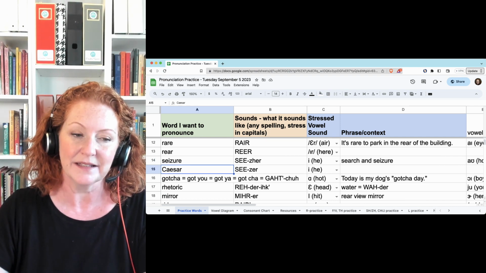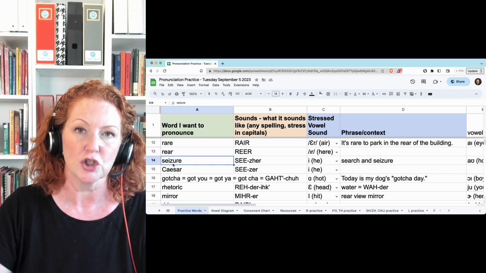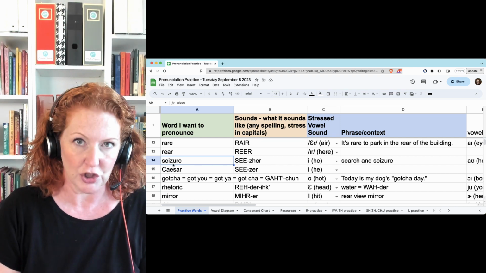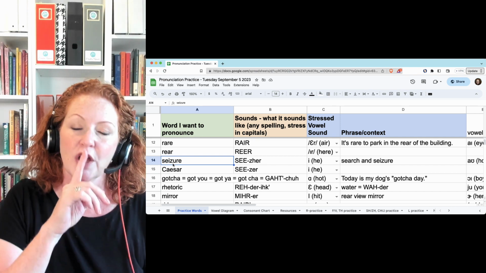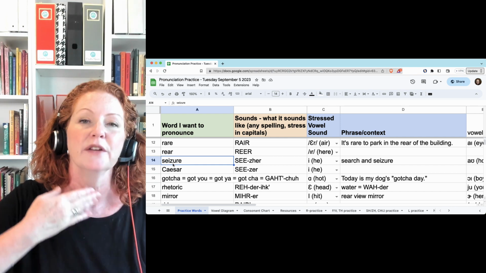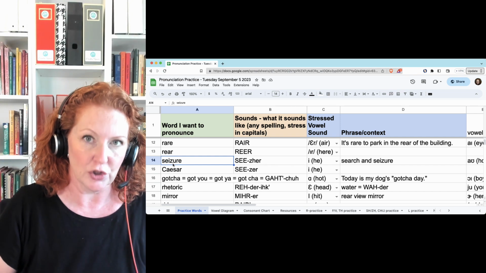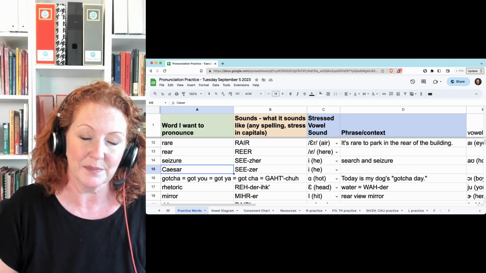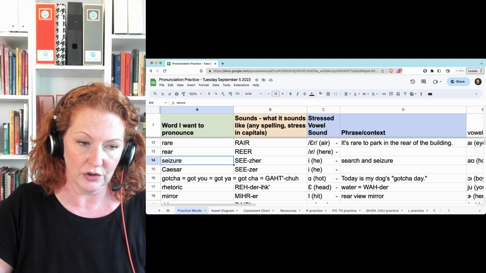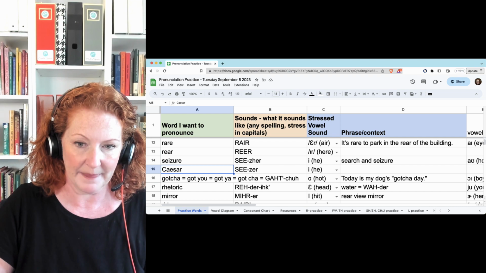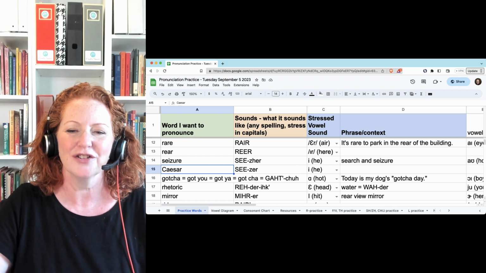Seizure and Caesar. So neither of these are spelled like they sound. This Z is actually a Z. So if you have trouble finding Z, make sh first, because that puts everything in the right position. Your tongue and the airflow, shh, like you're saying be quiet, shh, but use sound in your throat. Zzz, seizure. And this one looks like an S but sounds like a Z. Caesar. Seizure. Caesar. Search and seizure. I almost used the wrong one. Search and seizure.